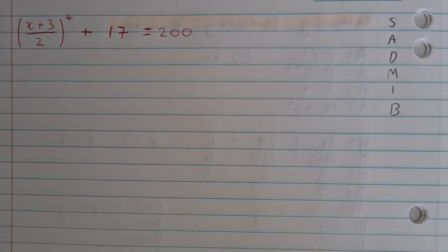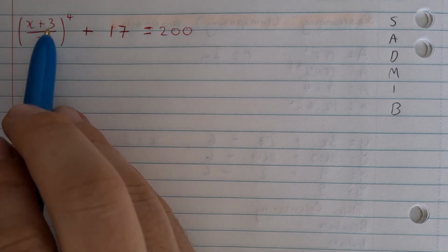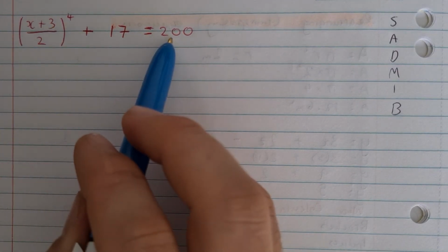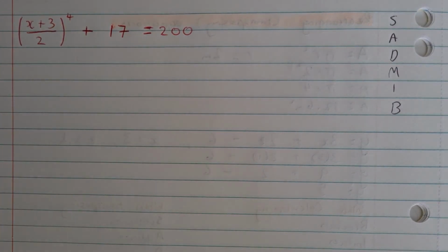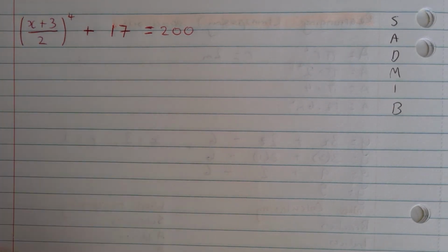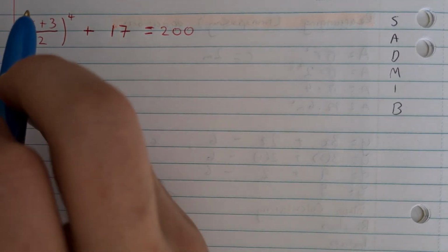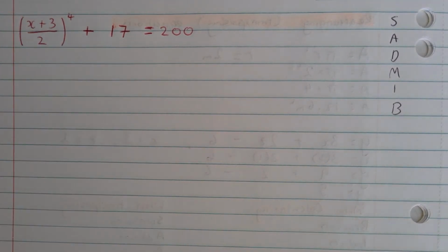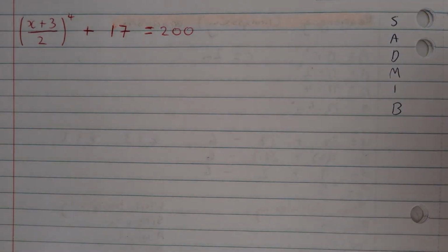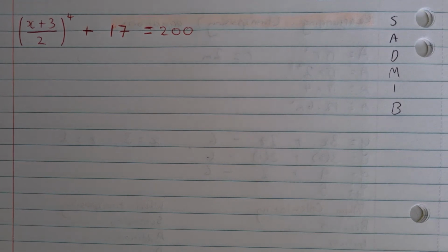We've got a slightly more complicated one here, but it only contains constants. We don't have any other variables. The only variable we have here is x. So if I've done everything correctly, actually I just made this equation up, but hopefully we should get a value for x, an actual number. And I've also written our little SADMIB acronym over here so we remember the order.